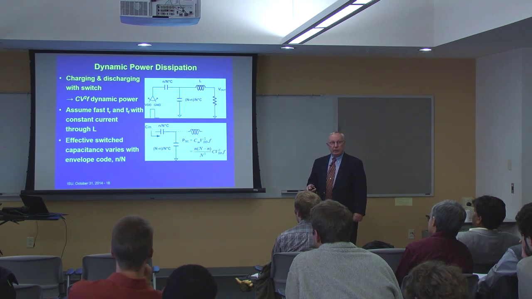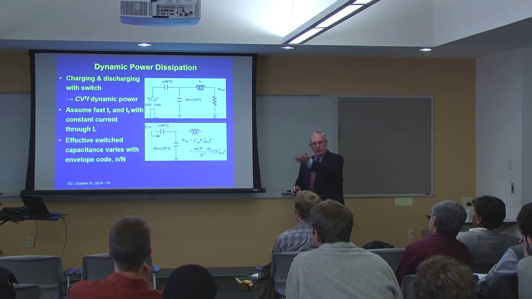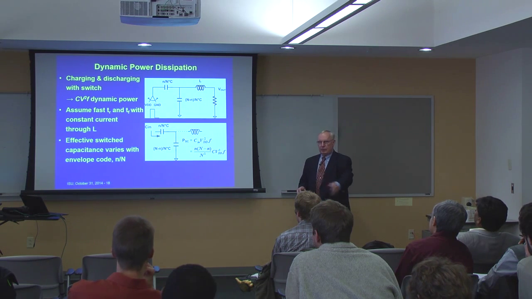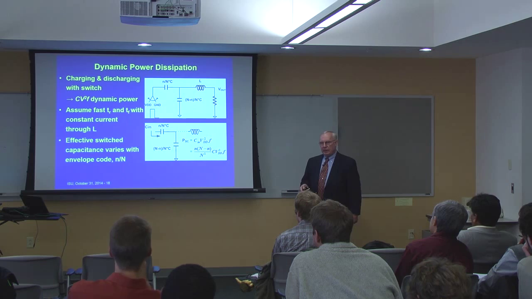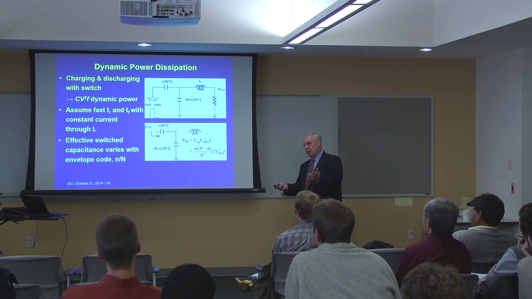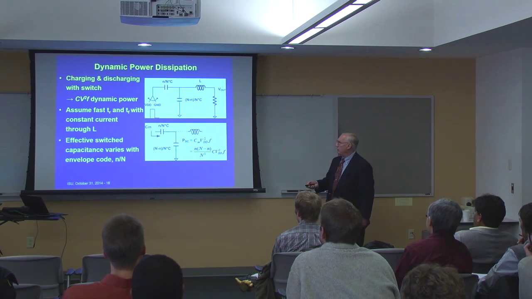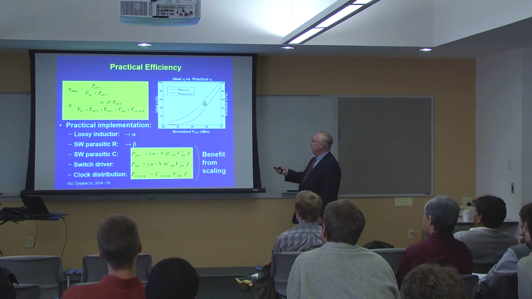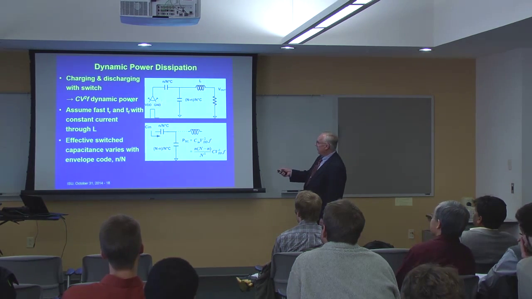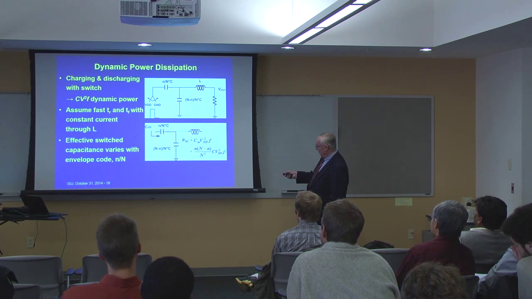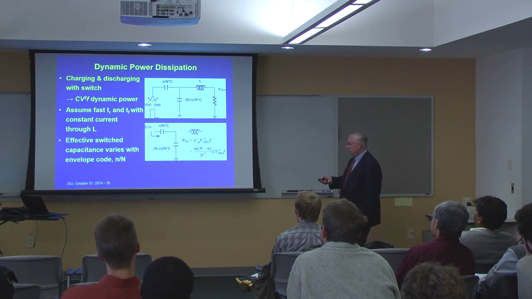Okay, where do we lose power? Well, anytime you switch a capacitor, just like in digital circuits, you have dynamic power losses. Dynamic power losses are CV squared F. So when we switch the bottom plate of this capacitor, we have dynamic power losses there. Then you can go through the analysis and it looks something like this as a function of code.